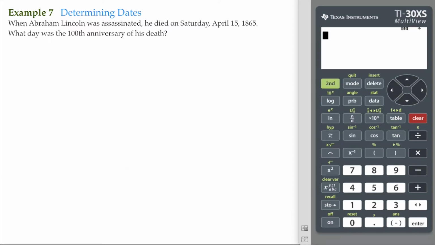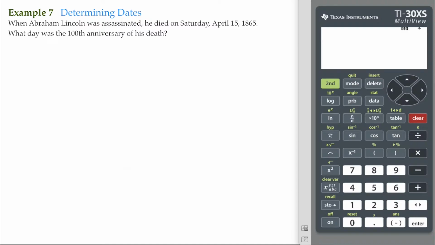So in this example, we are going to be determining a date. And dates are modular. Years, months, weeks, all have a finite number to them. So this particular example says when Abraham Lincoln was assassinated, he died on Saturday, April 15th, 1865. What day was the 100th anniversary of his death?